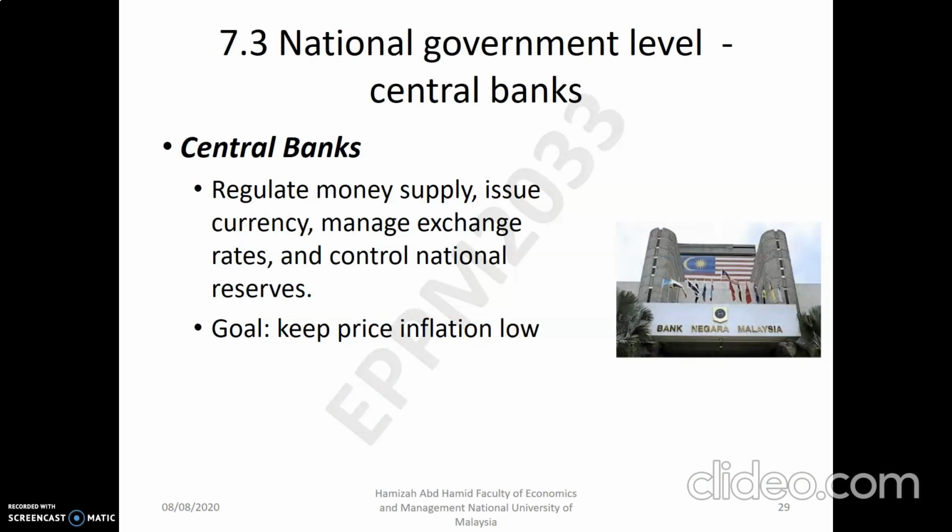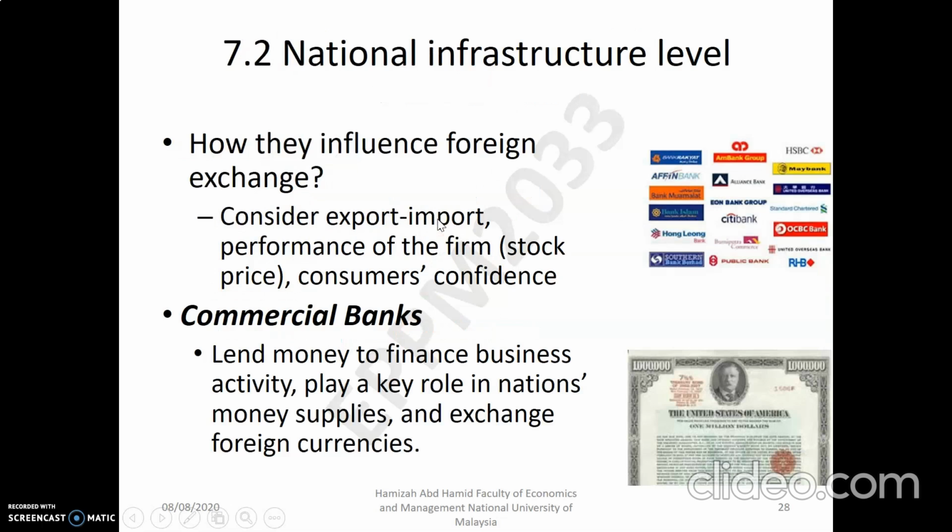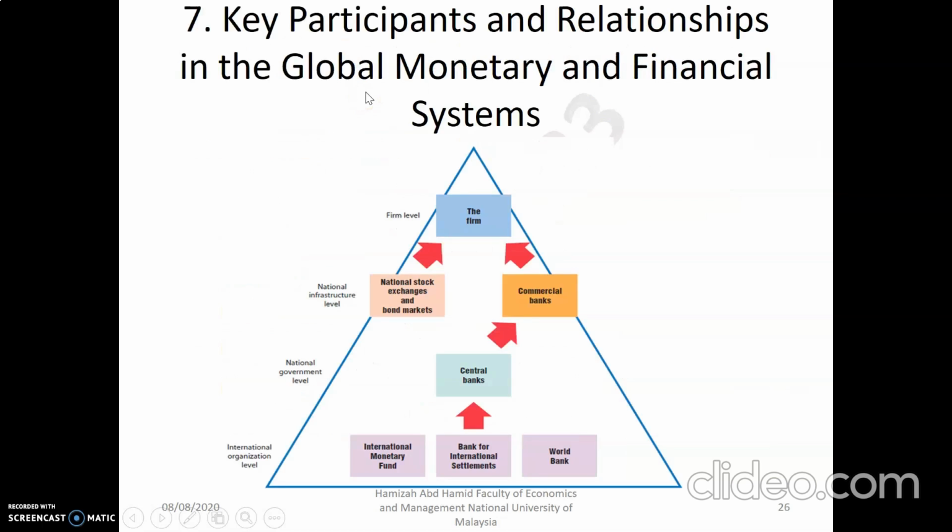Next, we have the national government level, which are the central banks. Central banks are important because they regulate money supply, they also issue currency, and also manage exchange rates, and they control national reserve. The goal here is to keep price inflation low. They are not able to give funding for small businesses, but these are the things that they can do. They regulate the players in the national infrastructure level. Here, you are more powerful than here.